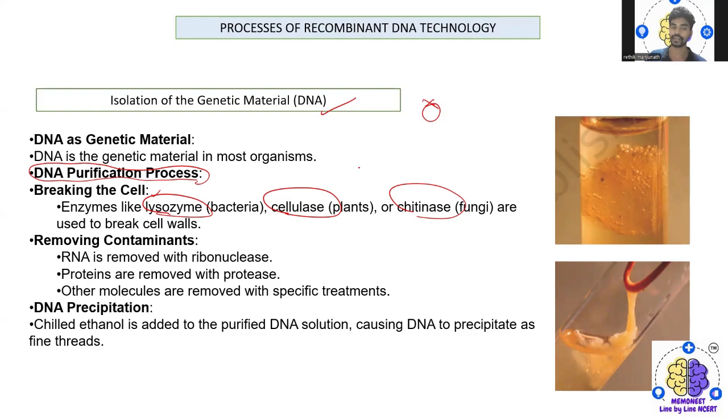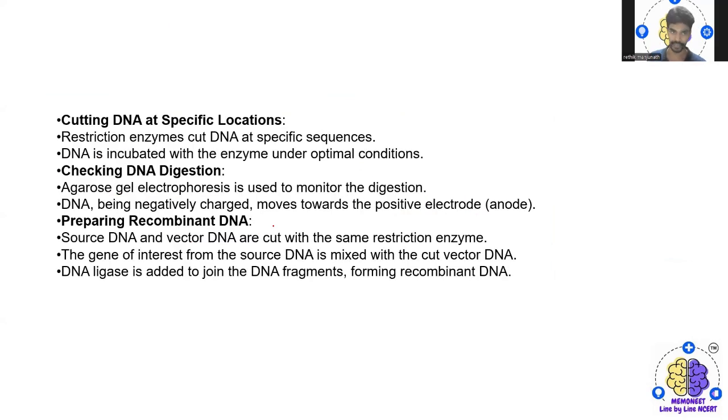Then the RNA is removed with ribonuclease, and the proteins are removed with protease enzymes. Other molecules are removed with specific treatments. At the end, you add chilled ethanol, which purifies the DNA solution and causes the DNA to precipitate as a thin thread.